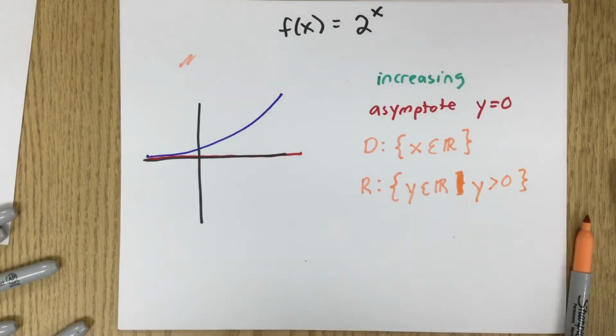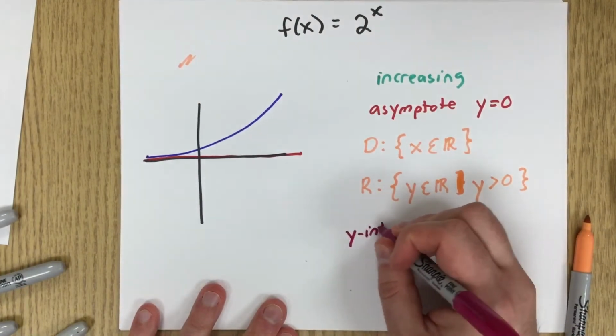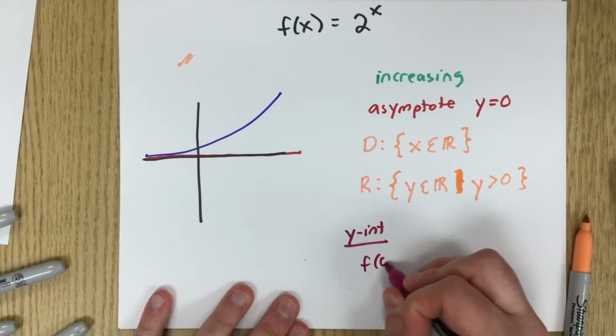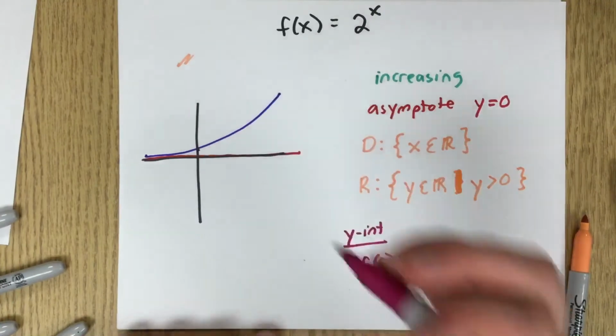And one other minor thing, sometimes the y-intercept is interesting. In this case, the y-intercept, how do you find a y-intercept? You make x equal to 0. And that's going to be 2 to the 0, which is 1. So that's 1.